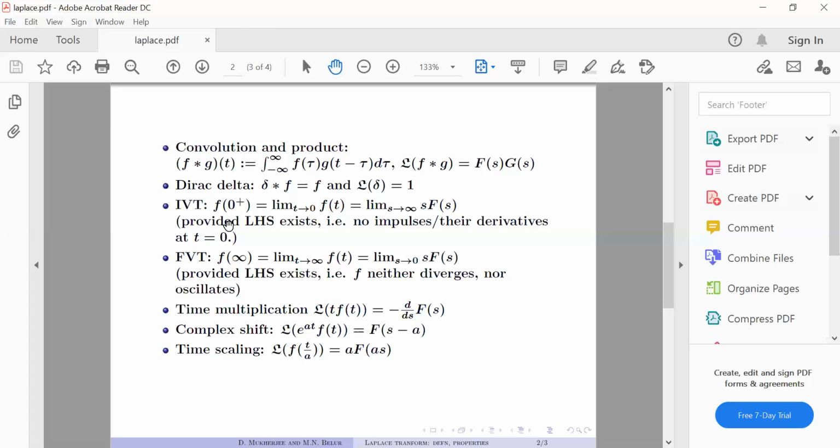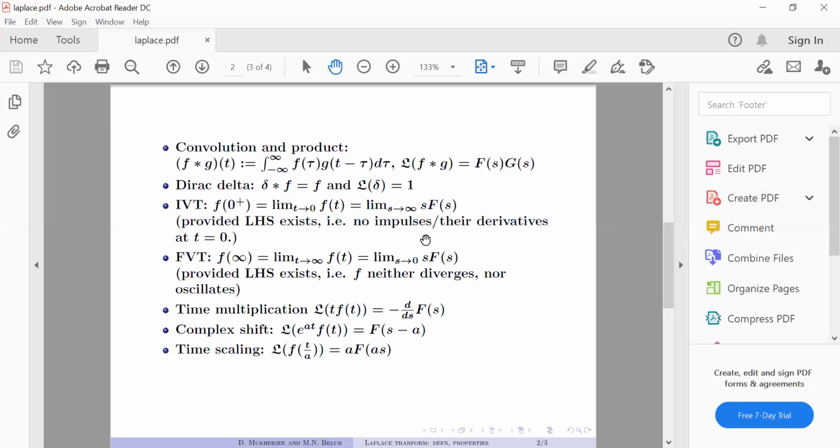All right, then comes this initial value theorem. And this is the final value theorem. So the initial value theorem has this restriction that the LHS should exist. Basically this limit should exist. If this doesn't exist, then it doesn't make sense to talk about this. Of course, there are still ways of manipulating this.